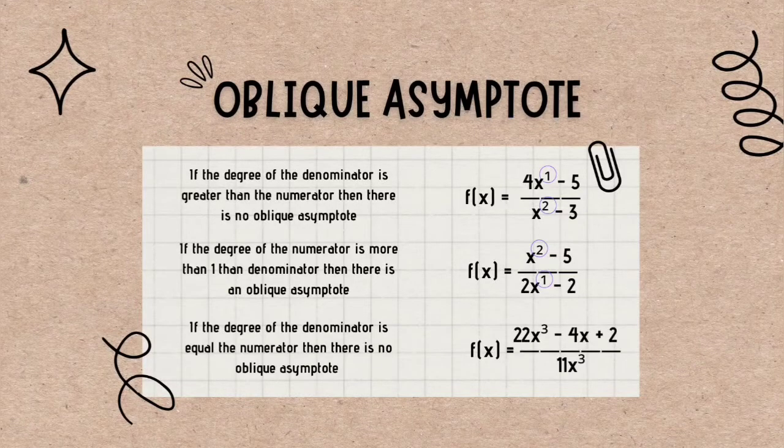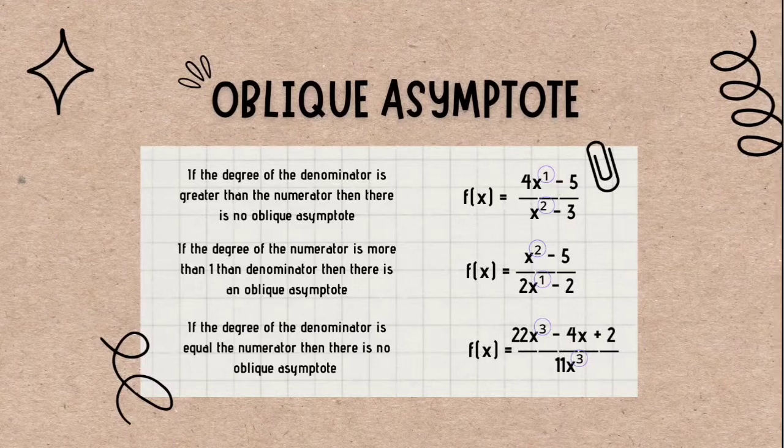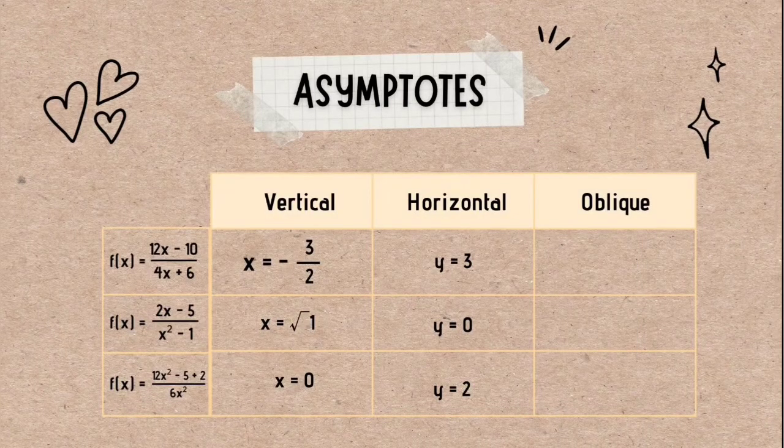So, next, if the degree of denominator is equal to numerator, then there is no oblique asymptote. Like for example, ang degree ng denominator at numerator ay equal. So, ang sagot mo dyan ay no oblique asymptote. So, simple. So, let's solve again and use the prepared example.